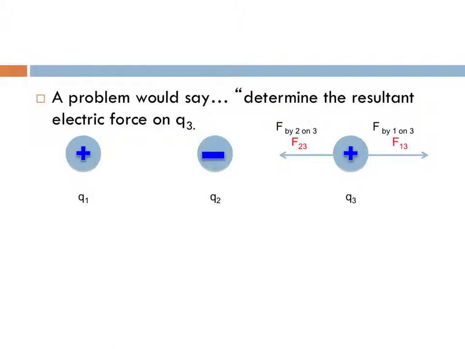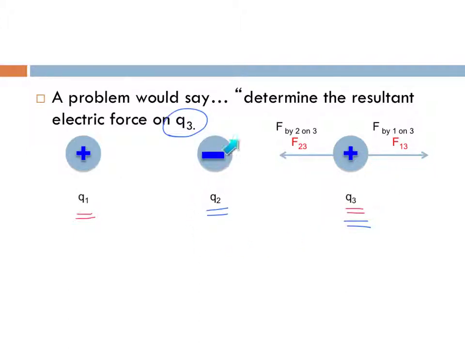Now, before we do a more complicated example, you might see a problem that says, determine the resultant electric force on Q3. Now, in this situation, we have 3 different charges. What you want to do is look at each of them independently. You want to see how Q1 affects Q3, and then go back and look at how Q2 affects Q3. Yes, there are forces between Q1 and Q2, but all it's asking about are the forces on Q3. So, between Q1 and Q3, they are a repelling force. So the force by 1 on 3 is to the right.